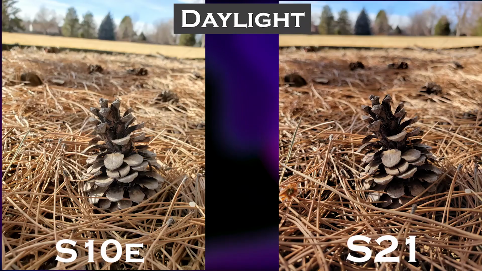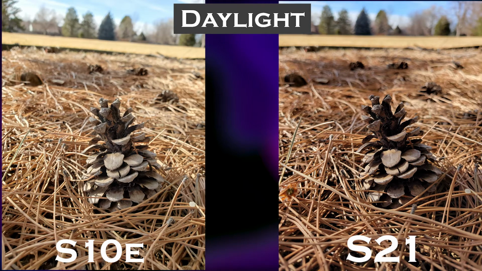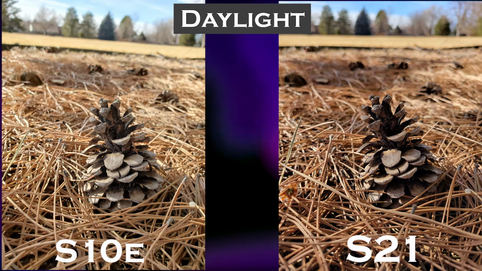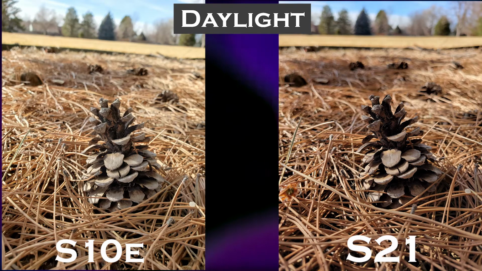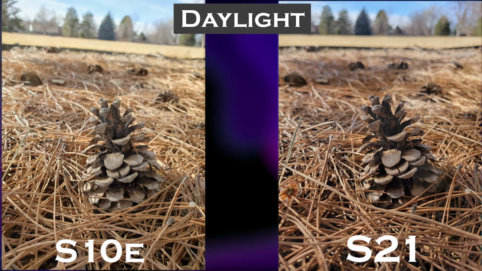Daylight. In this photo of a pine cone, the S10e opted to go for a less warm photo as well as less saturated colors, which is more true to life, but that means the S21's photo does look a little bit more intriguing to the eye. Additionally, the S10e seems to have overexposed the photo slightly, resulting in lost detail in the petals of the pine cone. The S21's larger sensor size came into play here, resulting in more natural background blur, which is useful for blocking out messy and cluttered backgrounds.